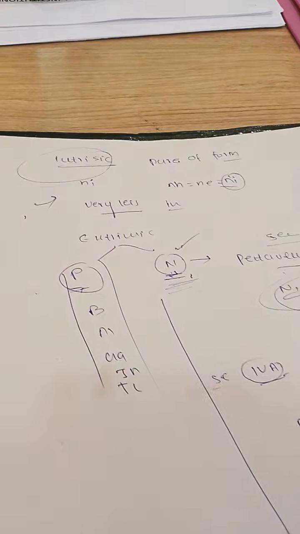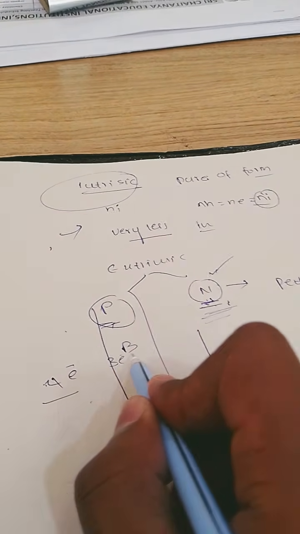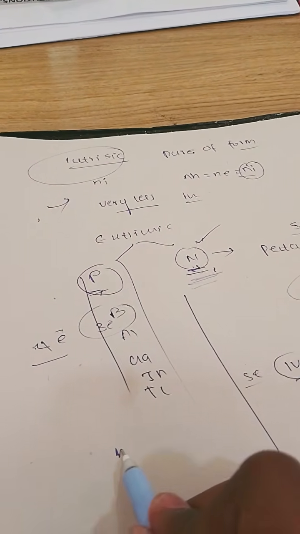The same scenario is reversed in the case of p type. In p type, you know that there are four electrons, here 3 electrons. So here there is a deficiency of an electron, so holes are the majority carriers.